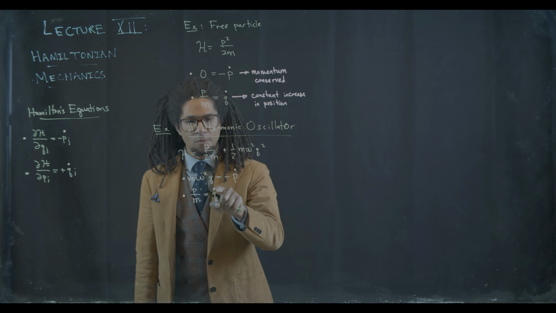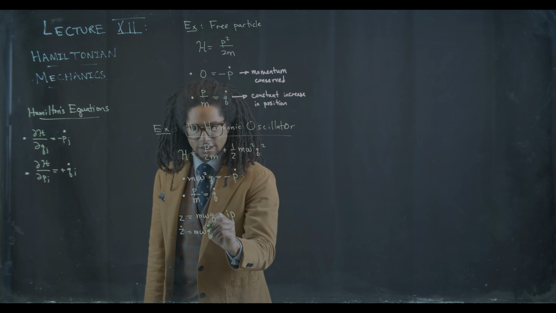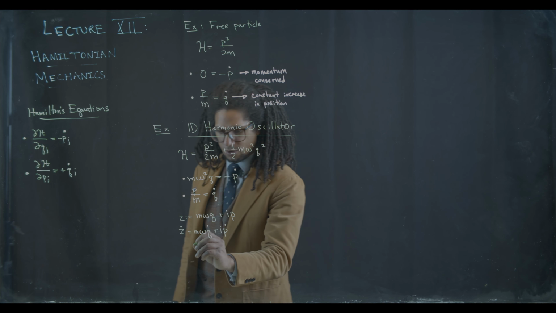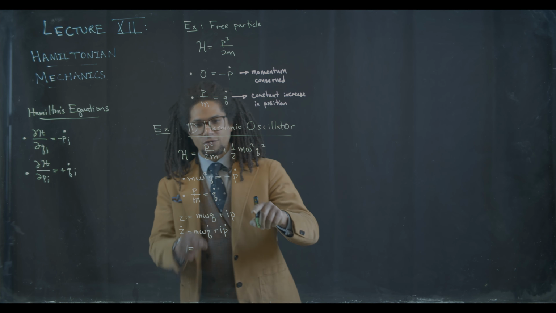So what I'm going to do is define the following object. I'll let z be equal to m omega q plus i times p. That means that z dot is equal to m omega q dot plus i p dot. Now, let me use my two Hamilton equations here and figure out what this is in terms of q and p once again.